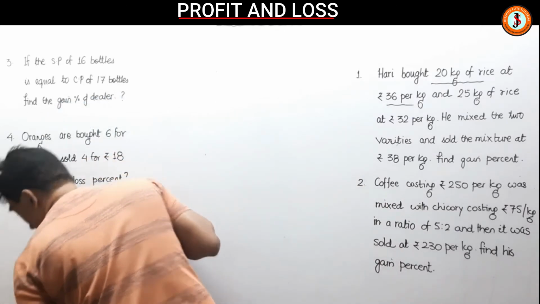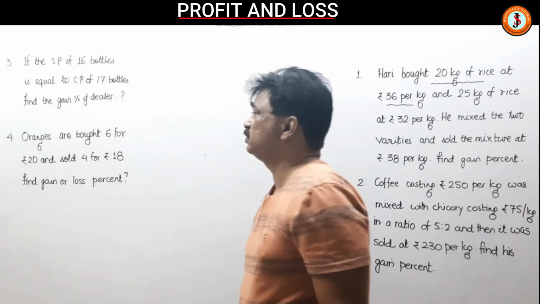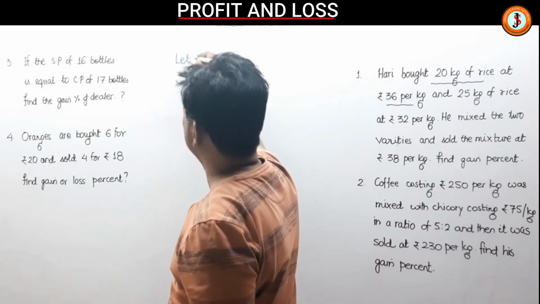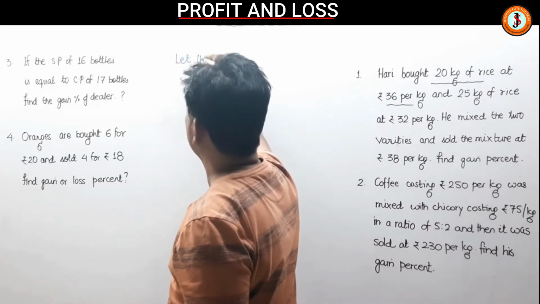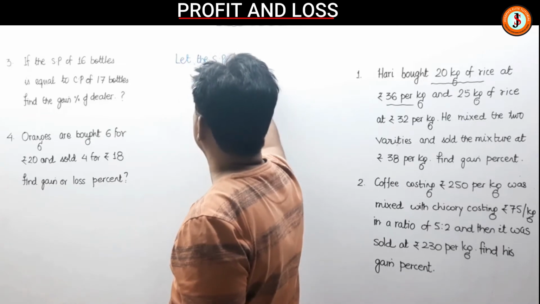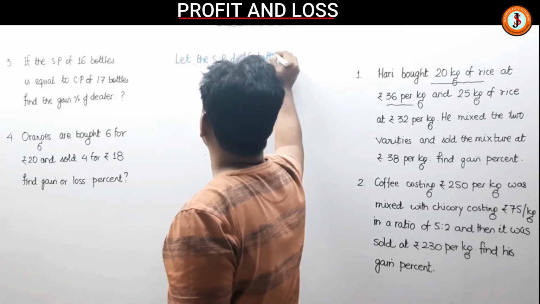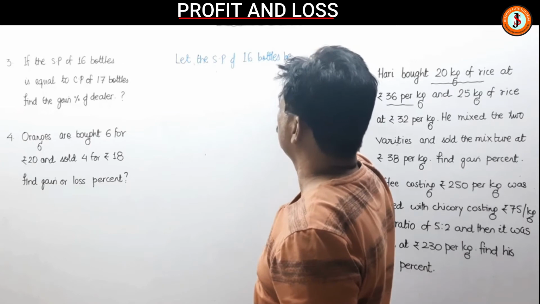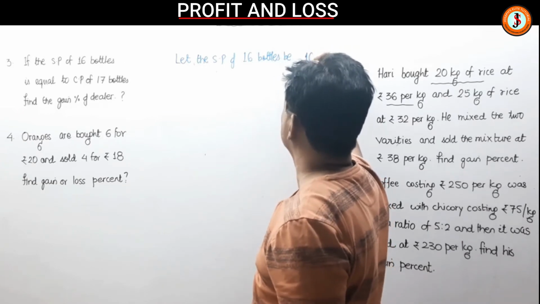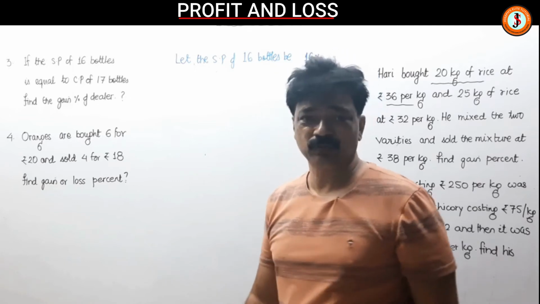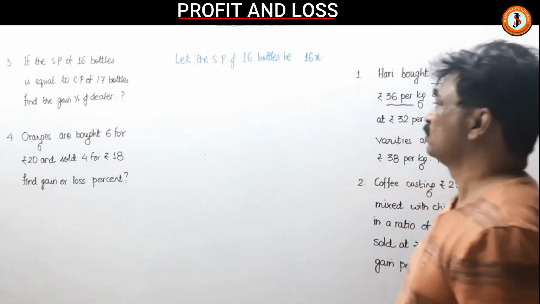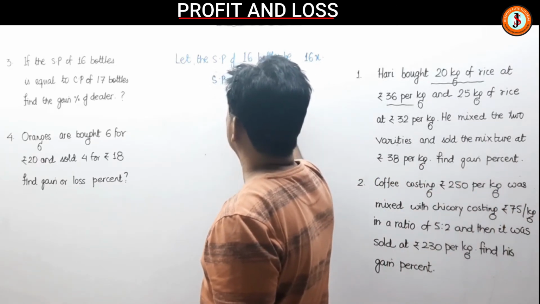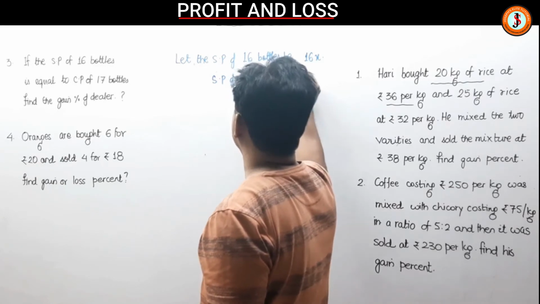Now here what is happening, have a look. If SP of 16 bottles is equal to CP of 17 bottles, so let the SP of 16 bottles be 16x. Alright, let us put it this way. SP of 16 bottles is 16x. So SP of one bottle will be 16x by 16. So that is x, no?